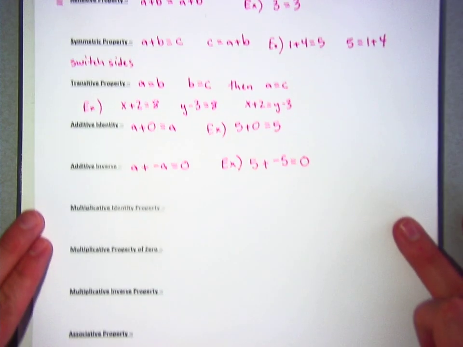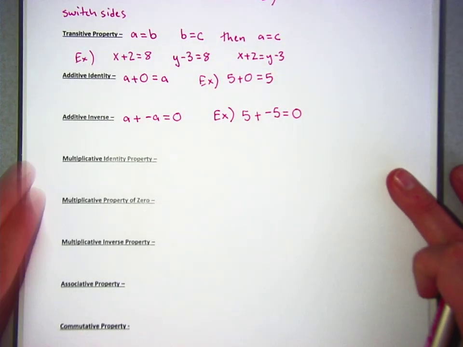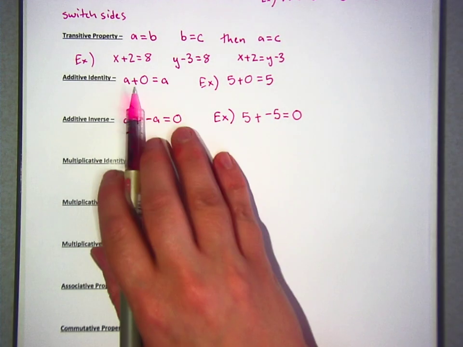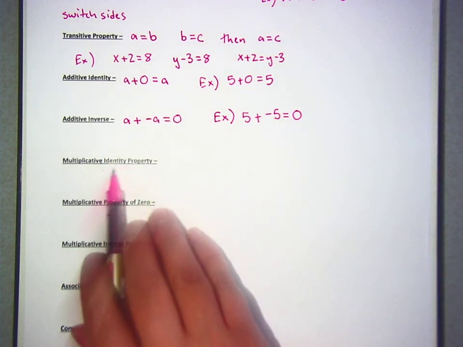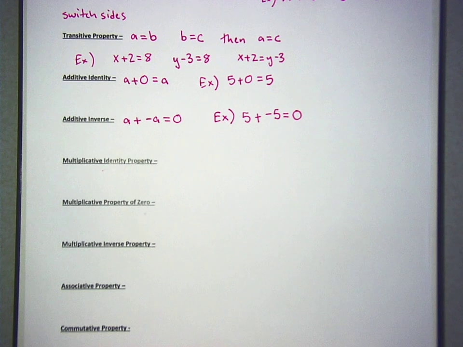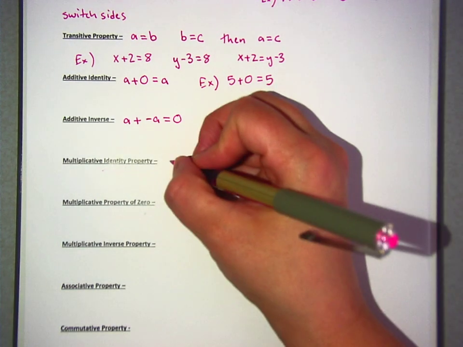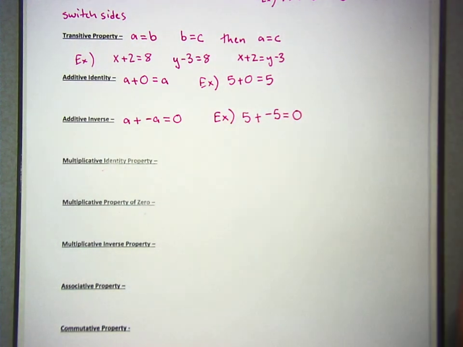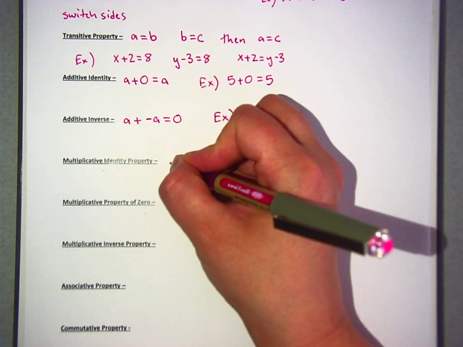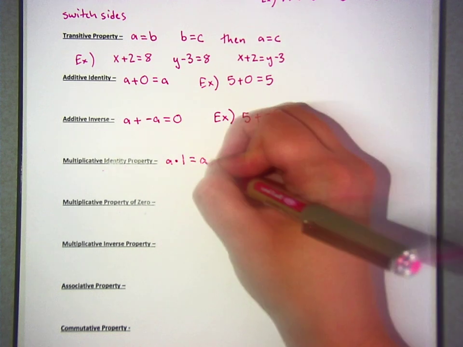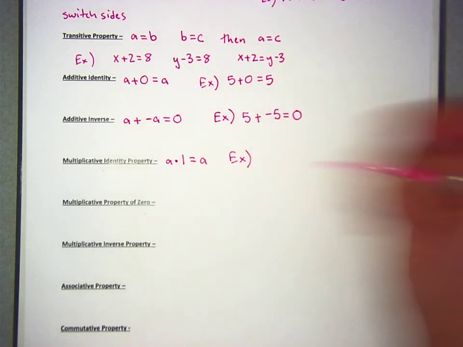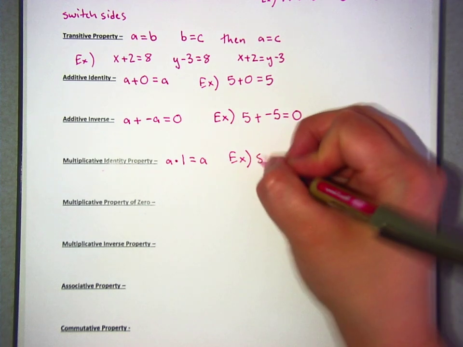All right. Now you've all seen what the additive identity was. What can we add to A to stay at A? All right, let's talk about multiplicative. What can we multiply to stay the same number is the question. Okay, so Tristan, tell me the whole thing. A times 1 equals A. Exactly. And an example of it? 8 times 1 is 8. Beautiful.